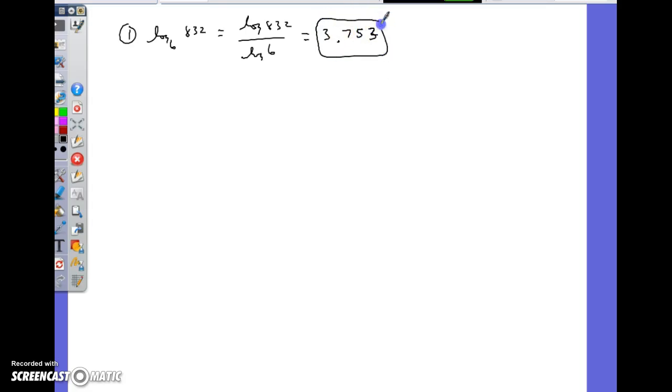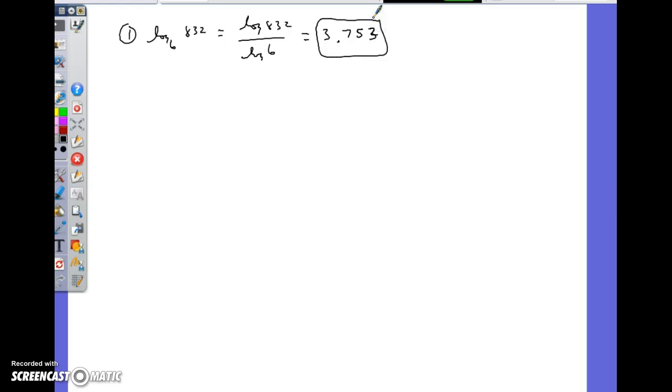All right, here we go. Number 1, log base 6 of 832 equals log of 832 over log of 6. Throw that in my calculator. Log 832 divided by log of 6, and I get a lovely 3.752. Doesn't say which to round to. I should tell you which to round to, so let's go 3 and call it a day.